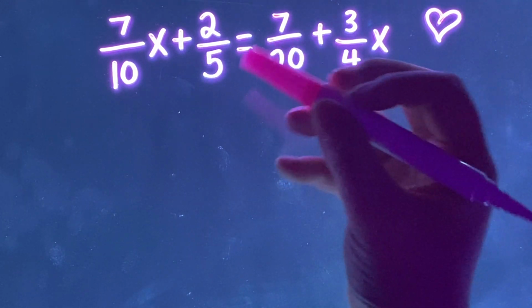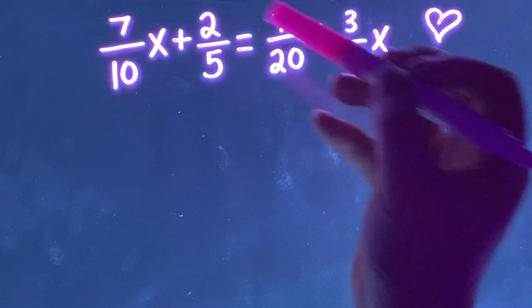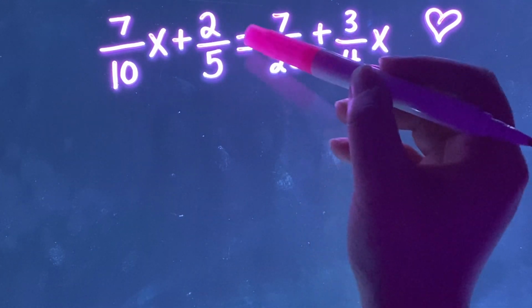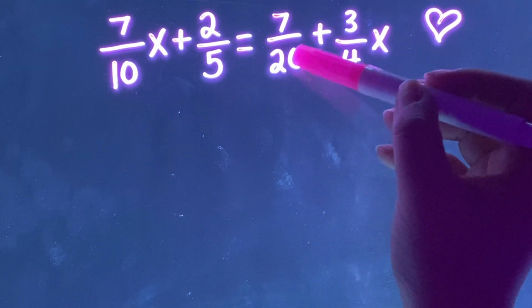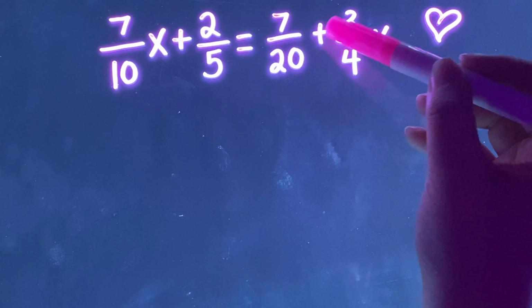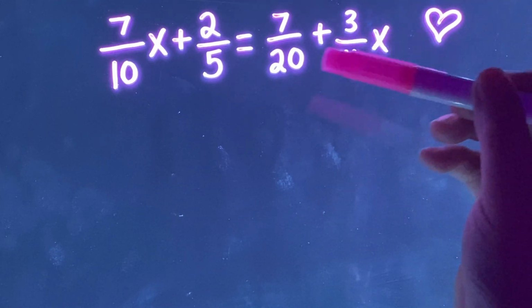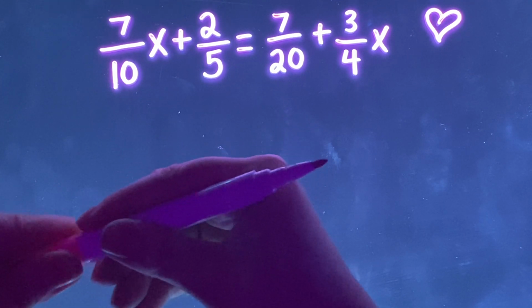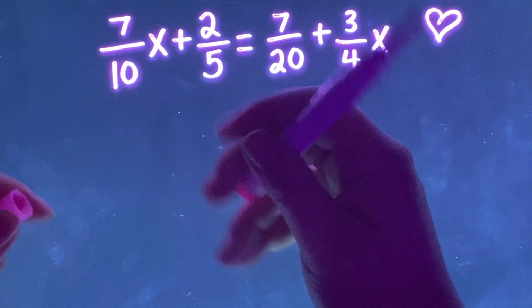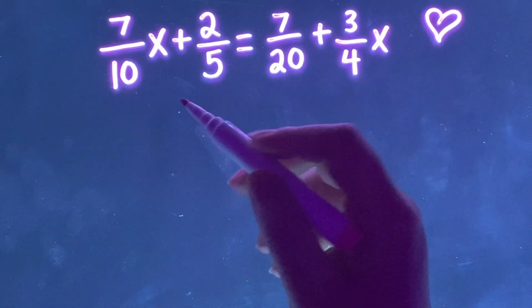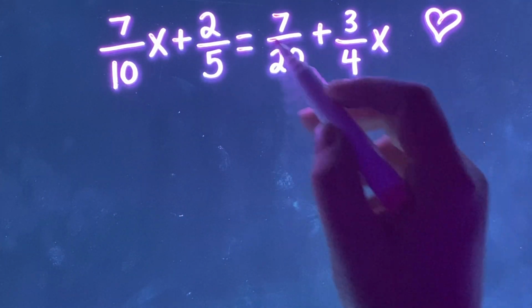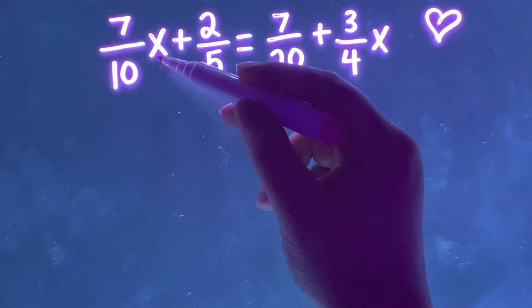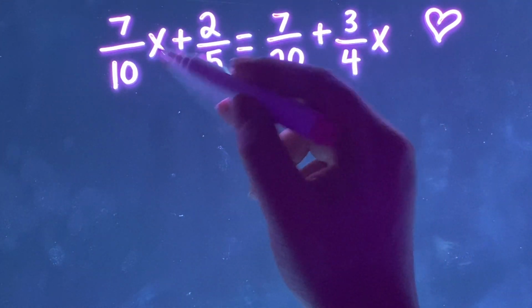In this case, let's just read it out loud first. We have 7/10 x plus 2/5 equals 7/20 plus 3/4 x. So, first of all, what are we doing here? We are trying to solve for x. So what that means is, here we have one equation, because of this equal sign, and one variable, which is x, but x happens to appear here and here.